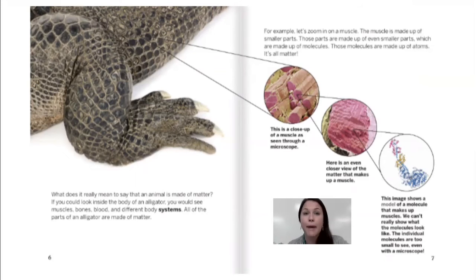If you could look inside the body of an alligator, you would see muscles, bones, blood, and different systems. All of the parts of an alligator are made of matter. For example, let's zoom in on a mussel. So that's what it's showing you right here. Through a microscope, this is what mussel looks like. Those parts are made up of even smaller parts, which are made up of molecules. Those molecules are made up of atoms, which is matter. So everything inside an animal, everything that makes up an animal, is made up of molecules and atoms, which are matter.